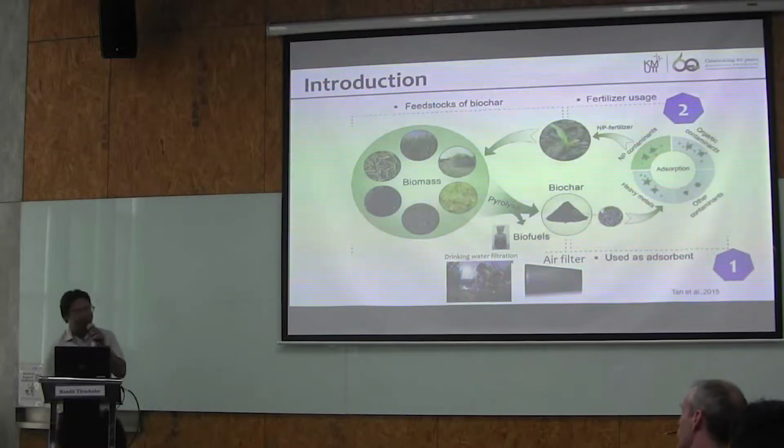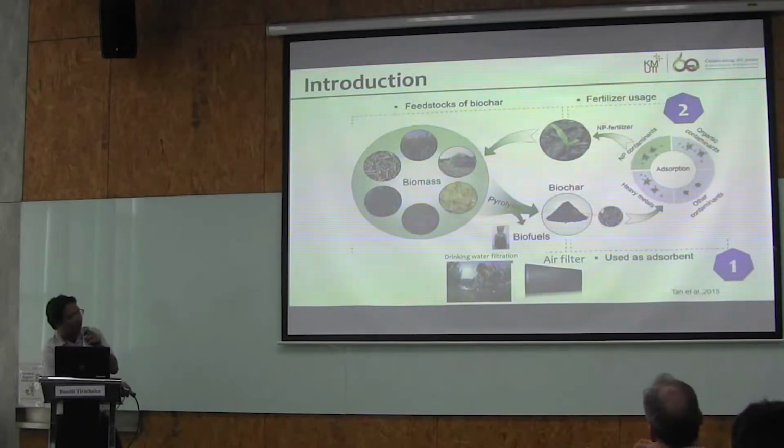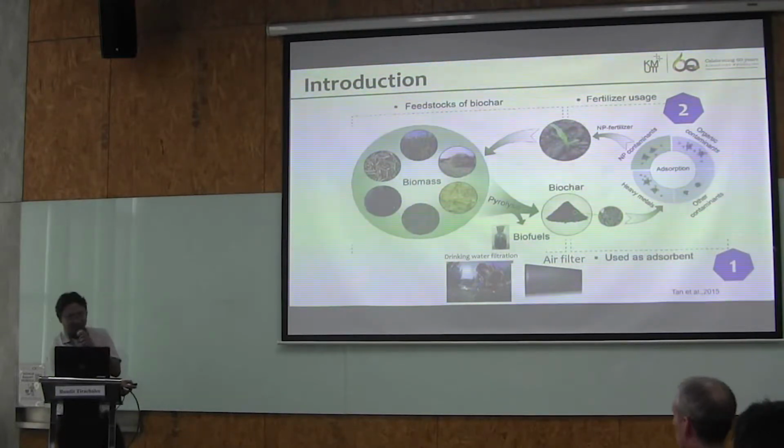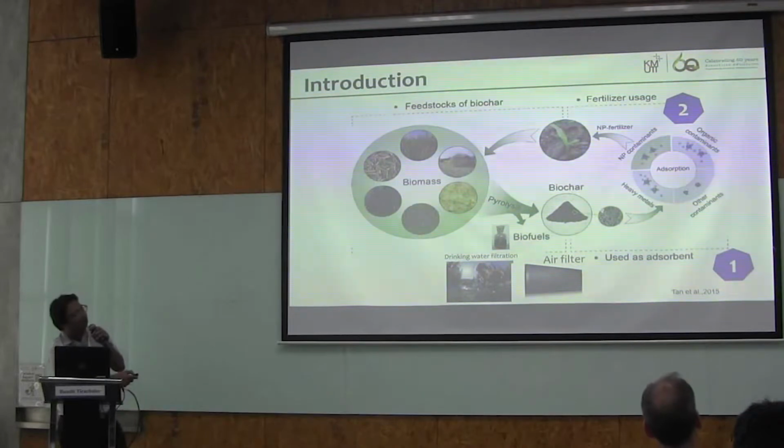This slide shows examples of the uses of biochar. Firstly, we use biochar as an absorbent for contaminants like organic compounds or heavy metals in water and air. The second use is biochar as a fertilizer for growing plants.